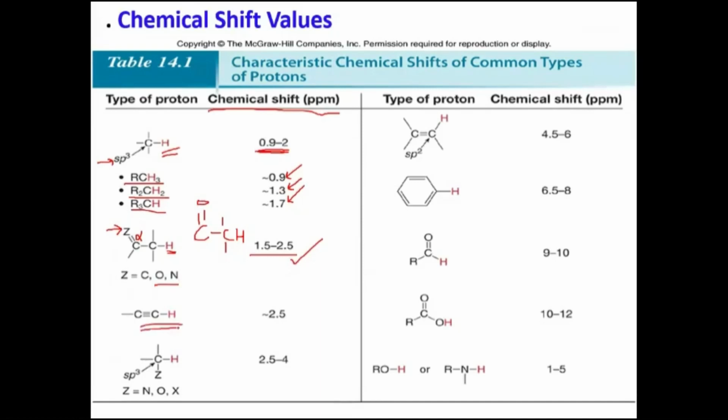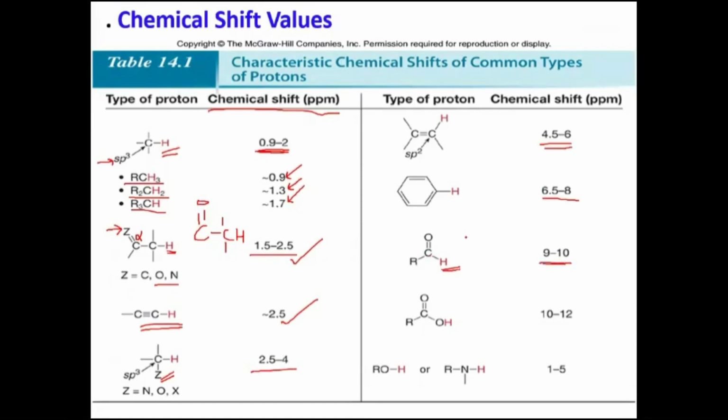So next is acetylene, which is 2.5. Then sp3 hybridized carbon attached to an atom, like in the case of alcohols, alkyl halides and amines, the value is between 2.5 and 4. Then sp2 hybridized carbon, the value will be between 4.5 to 6. Hydrogen attached to an aromatic ring, the value will be 6.5 to 8. Hydrogen attached to a carbonyl group in aldehydes, the value will be 9 to 10.